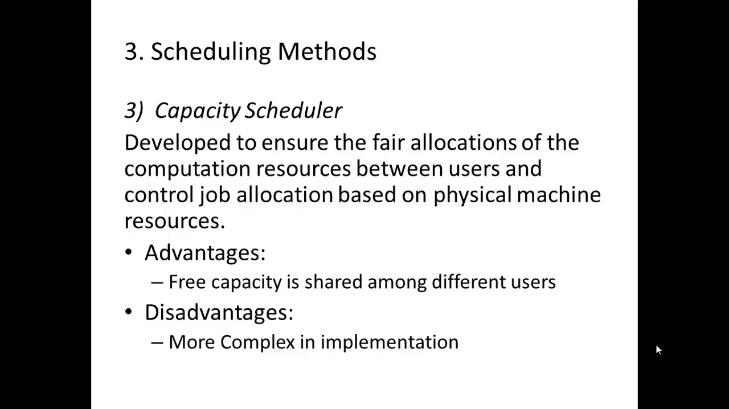The next one is called the capacity scheduler. The capacity scheduler is developed to ensure the fair allocation of computation resources between users and control job allocation based on physical machine resources. In this method, all the free resources can be shared between different queues or different users.